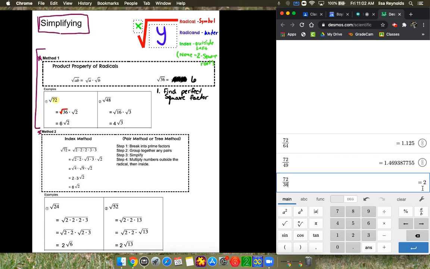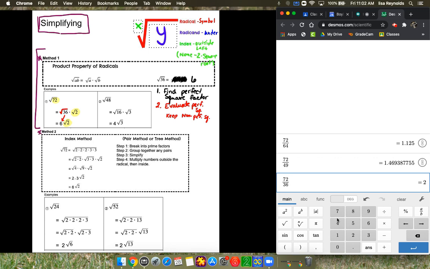So once we have our perfect square, we evaluate the perfect square. So the square root of 36 is 6, and we keep the non-perfect square. So this non-perfect square portion we keep.